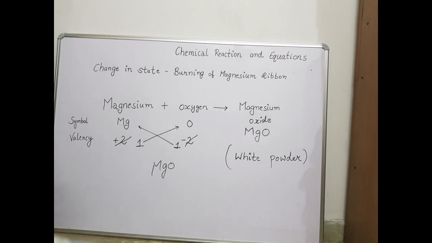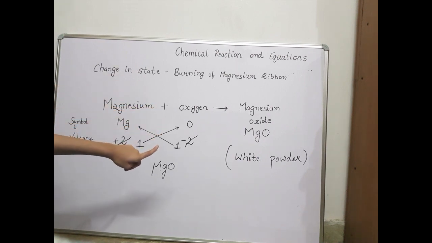As I already told you, the color of this product is white, and the flames that are released during this burning process are also white. So if in the exam the question is asked, write two observations when you burn a magnesium ribbon. First will be white dazzling flames are produced. Second is white colored powder, that is magnesium oxide, is obtained.